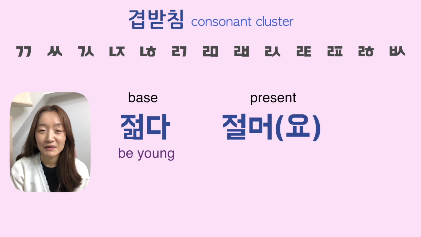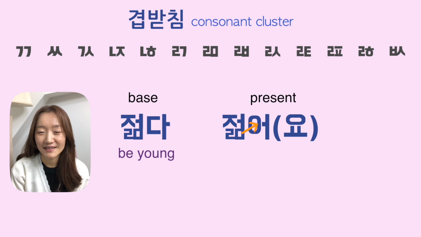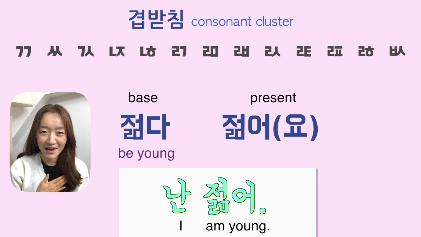젊어. Let me rephrase it. The verb stem has the final consonant and ian is followed after it. Then the final consonant is linked to the ian sound. So again, in this case, 머. Mium goes to the ian place, 머. And the lil is left in the verb stem. So 젊어, 젊어요. I'm young.